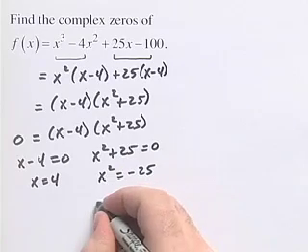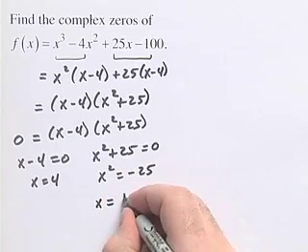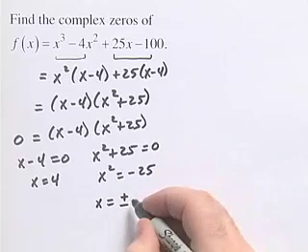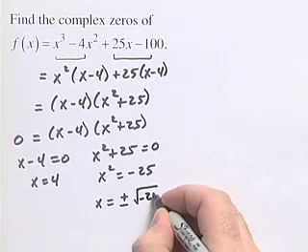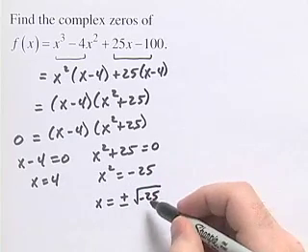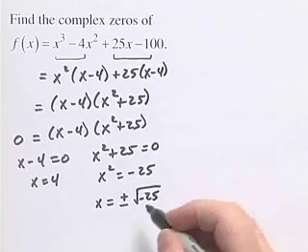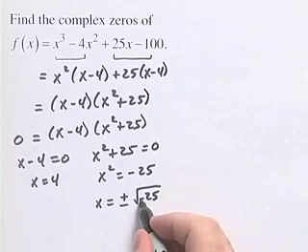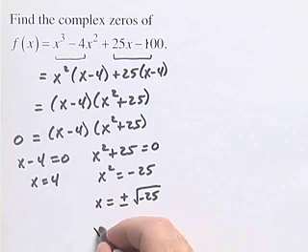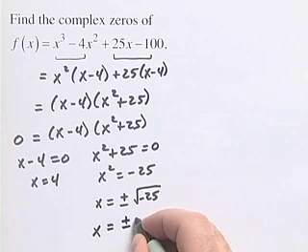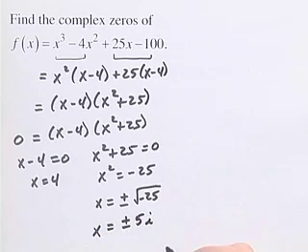To find x, we're going to take the square root of both sides. Don't forget plus or minus. It's going to be plus or minus the square root of negative 25. Now in the real number system, we can't take the square root of a negative, but we are in the complex number system, and so we can do this. Remember, the square root of negative 1 is i, and so x is equal to plus or minus 5i.